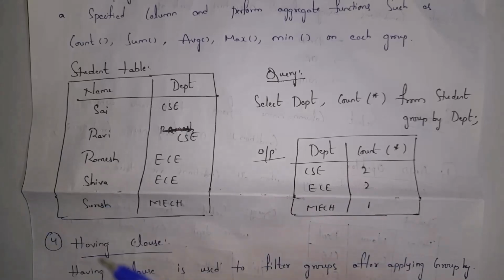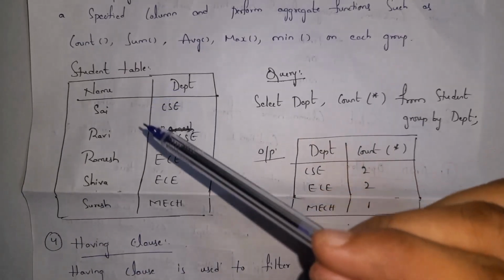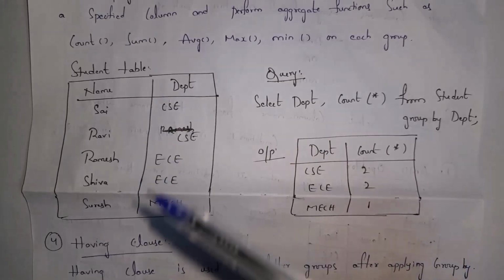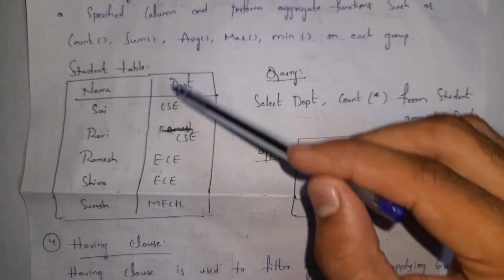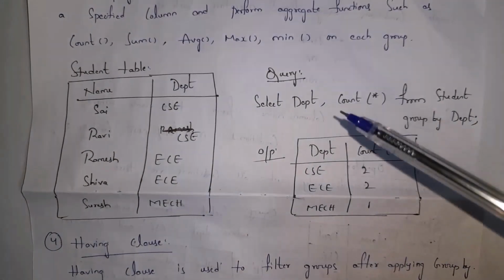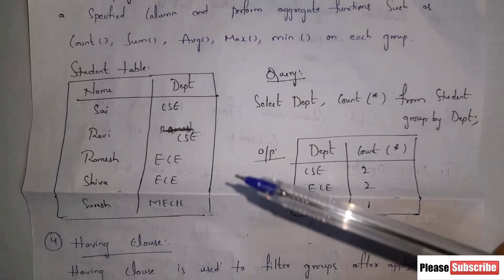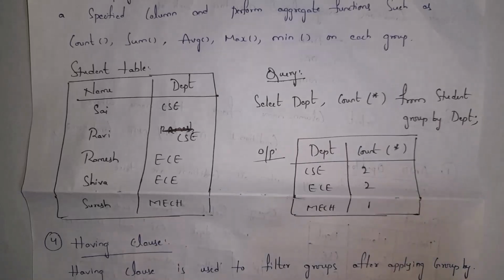Now I want to count how many times each department is repeated. Here CSC is repeated twice, ECE twice and MEC once. So this is the query: select column name, that is department, comma, count star. Guys, the count star column will represent count of each record, that is nothing but how many times each record is repeated. From table name, that is student, group by department. Data will be grouped based on department.